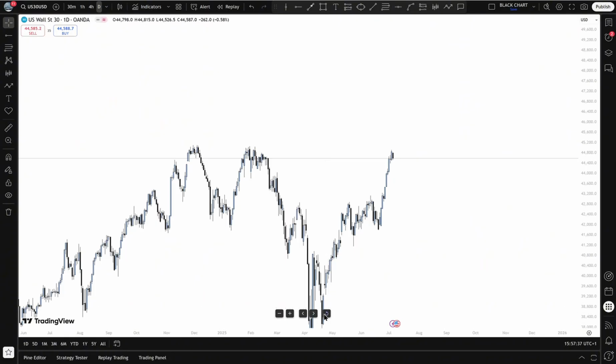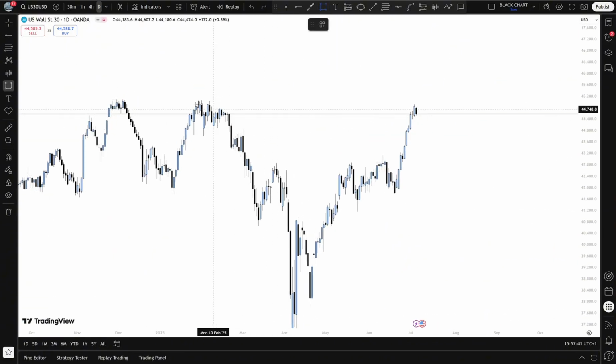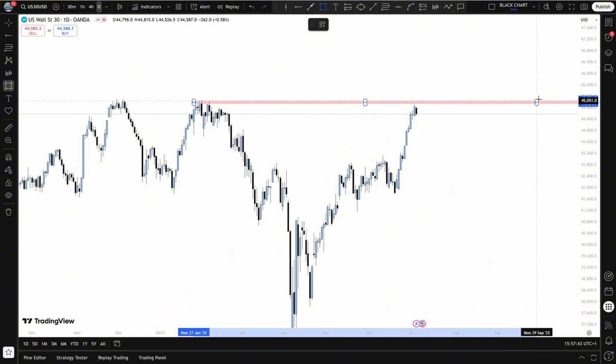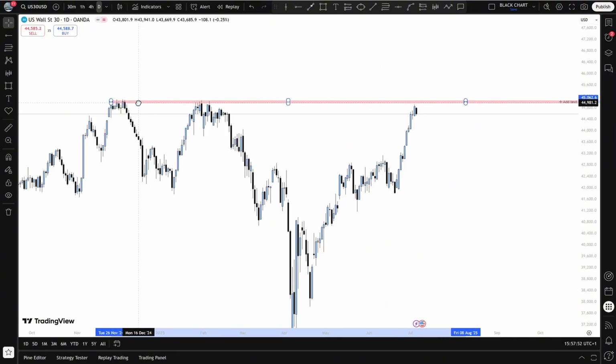As you can see right now, US30 is currently at the peak, because we have a resistance zone here, very clean and clear. This is a resistance zone, right? So it's a resistance here and it's a resistance here. Even when I try to extend just like this, US30 is currently at the resistance zone.